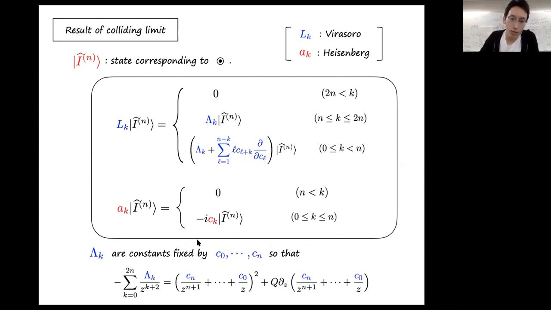And what we get here is this one. This is something additional. This is an action of the Heisenberg algebra on our new irregular state. What is interesting is that this is just an eigenstate equation. There is no differential operator acting on it. And the C's are again equivalent to these C's. As I said before, the irregular state is characterized by n plus one parameters, and the lambdas are given by the C's so that this equation holds. So this depends on the C's, and the action of the Heisenberg algebra is just an eigenstate equation with eigenvalues C_k, roughly, or minus i C_k. This is what we get from the colliding limit.